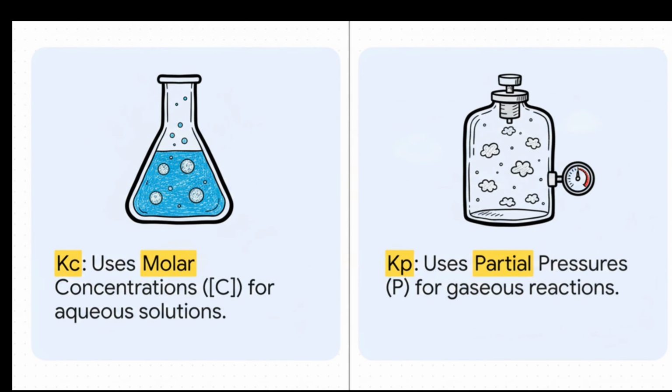Okay, now let's talk about a key difference here. Kc, which uses molar concentrations, is perfect for reactions happening in a solution. But when you're dealing with gases, it's often way easier to measure pressure, and that's exactly why we have Kp, which uses the partial pressures of the gases instead. It's all about using the right tool for the job.